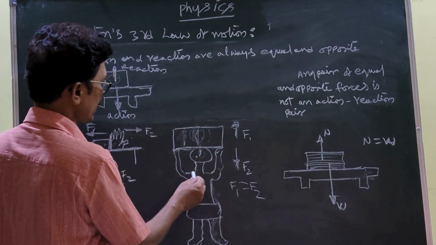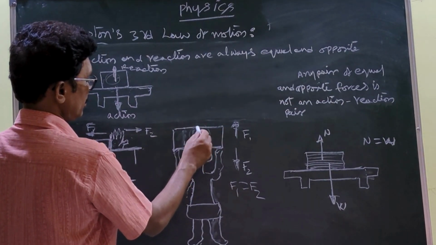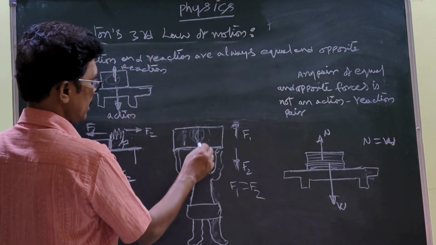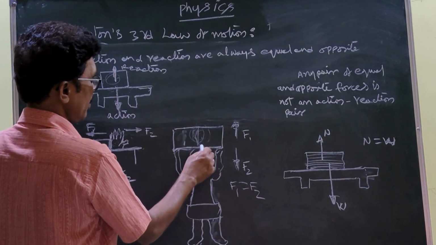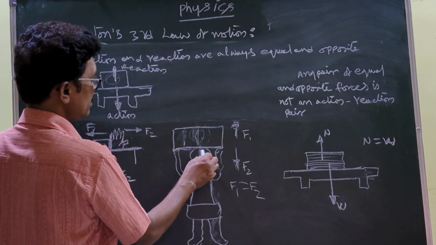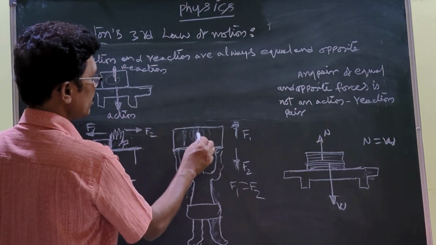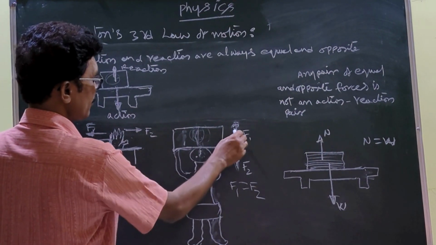Another example, you can take a porter. He carries the luggage on his head. Obviously the luggage exerts pressure on the head. That is the action. The head exerts the reaction in the opposite direction, the same quantity, on the block. In this condition, F1 equals F2.